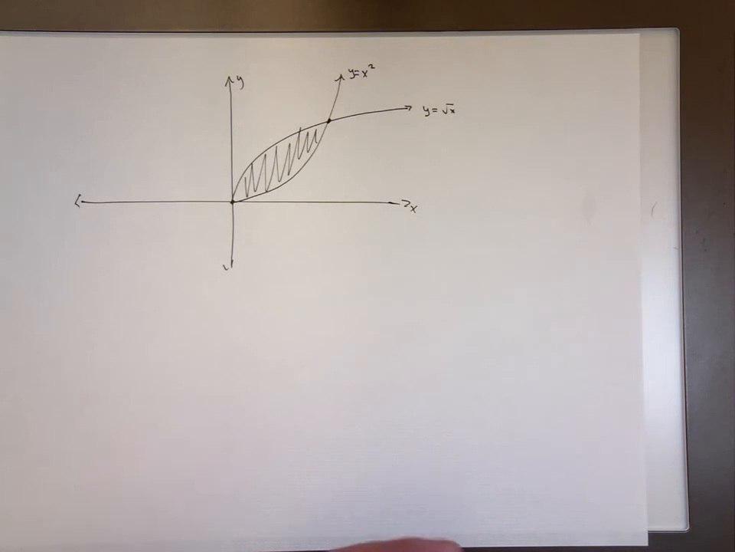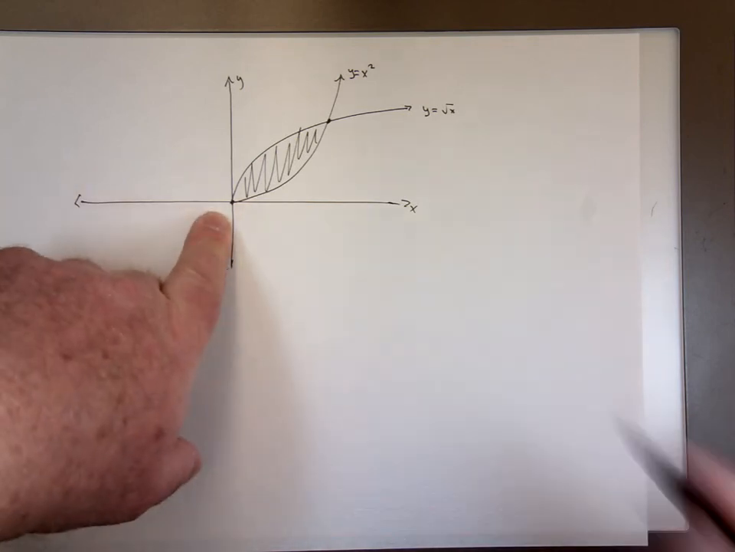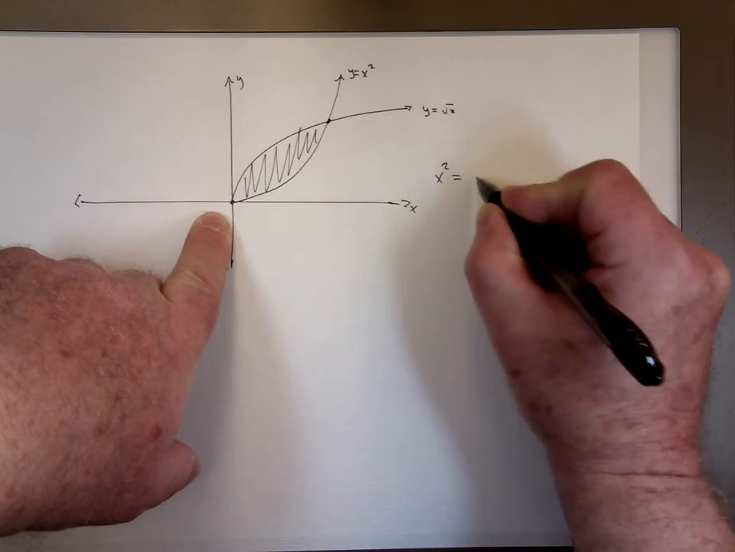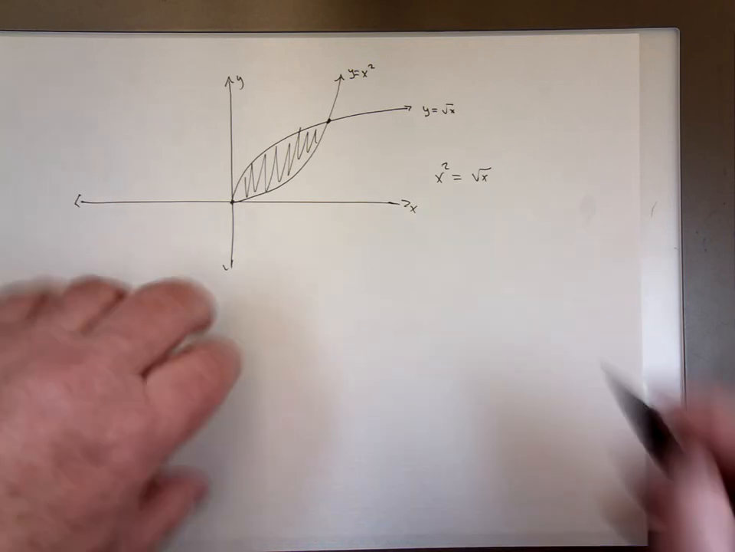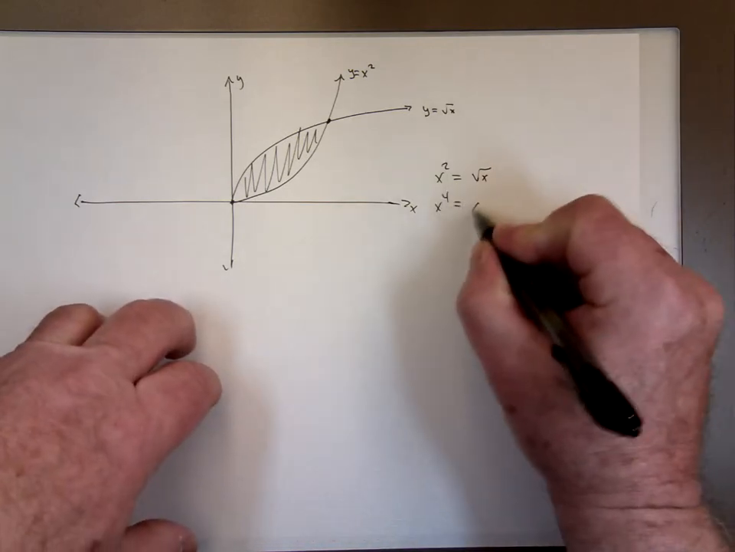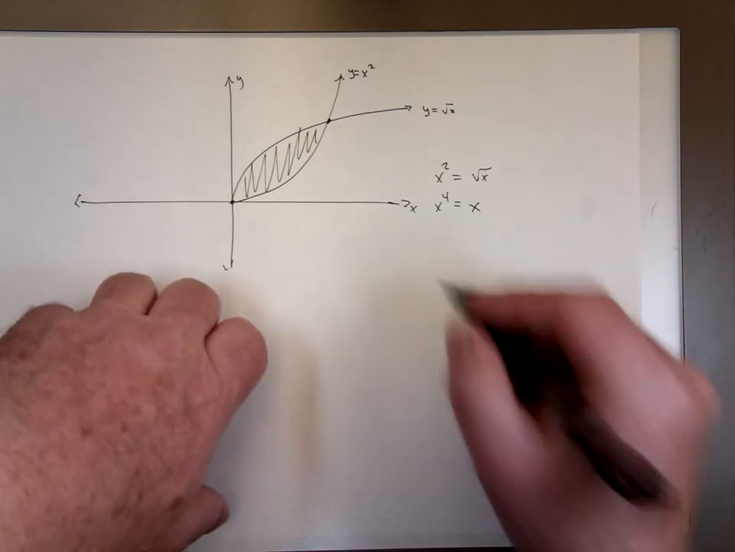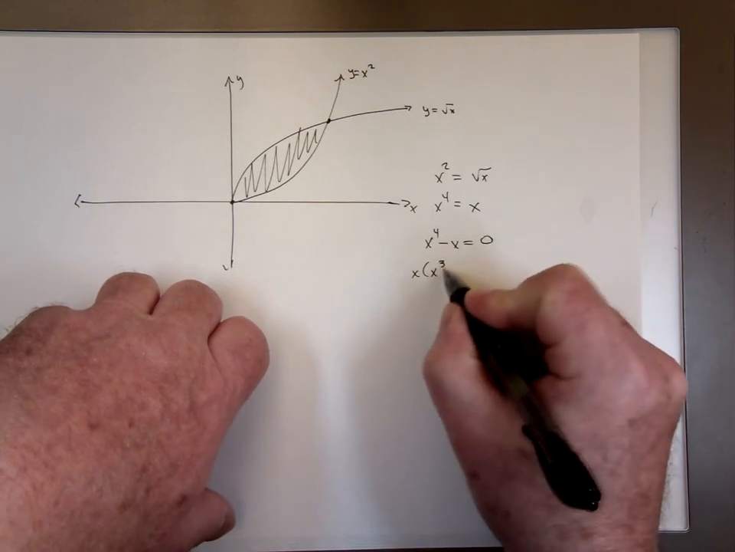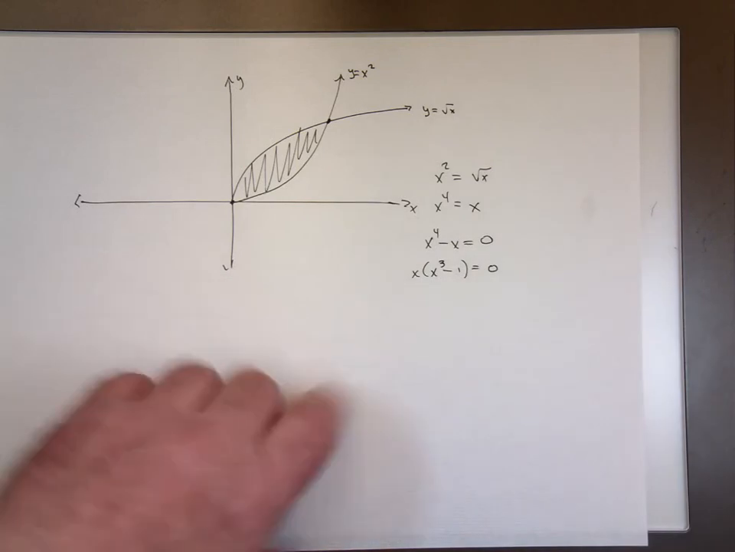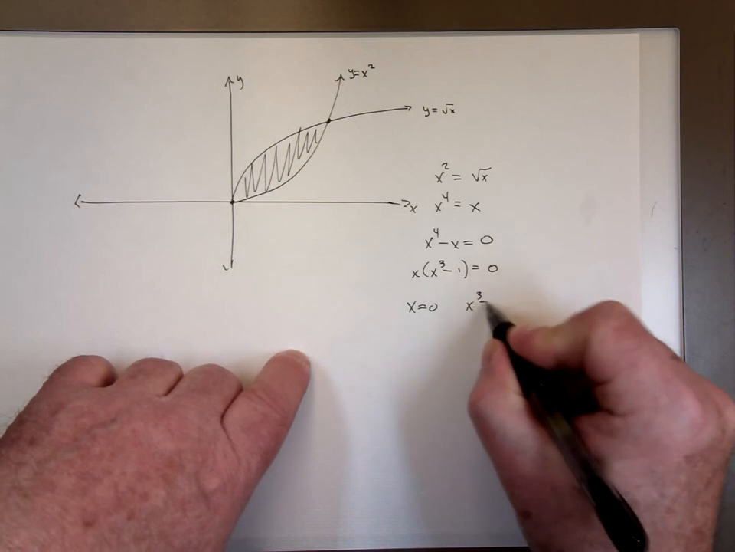Obviously, 0, 0 is a point of intersection. That's where it starts. Set these two equal to each other. You got a square root thing there. Let's square both sides. Get rid of the square root. In general, to solve an equation like this, set it equal to 0. Factor it. Set each factor equal to 0. So x is 0, that's this point. Or x cubed is equal to 1, so x is equal to 1. Those are the 2 points of intersection, 0 and 1.